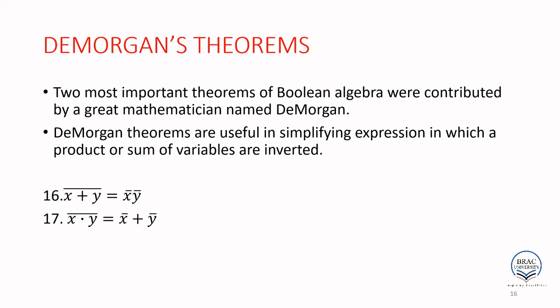The inverted sum, like (x plus y) prime, this is your OR, and it becomes an AND product. Just invert this one. So it has (x plus y) whole prime, it becomes just x prime into y prime. Again here (x dot y) whole prime becomes x prime plus y prime. This dot becomes this OR.